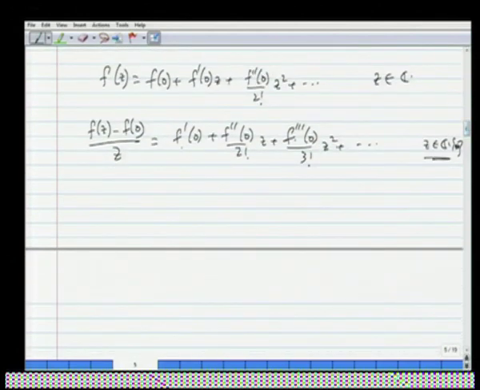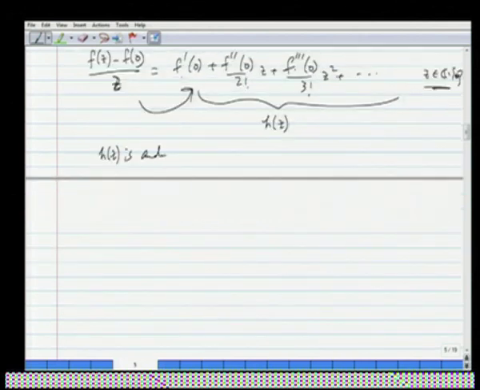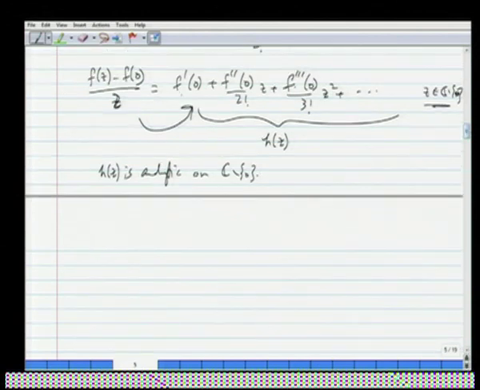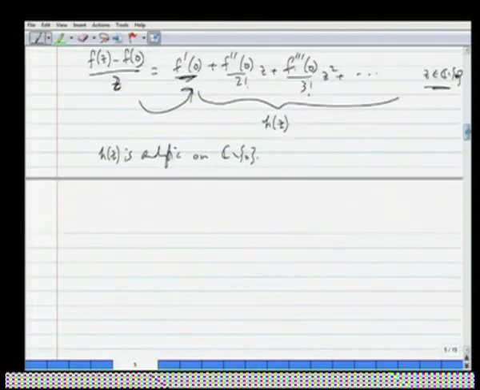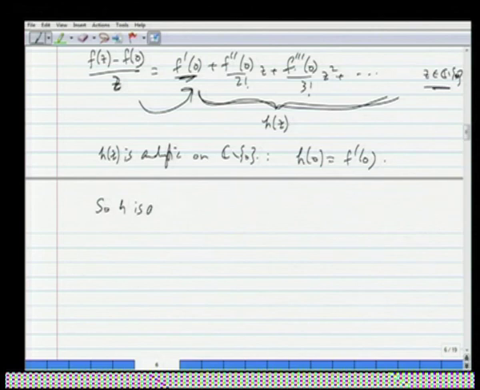For C minus 0, because we are dividing by z, f of z minus f of 0 over z is this expression. This is a power series. We showed that power series are analytic, so h of z is analytic on C minus 0. In fact, by defining h of 0 to be f prime of 0, we have made it analytic on all of C. So h of z is actually analytic, in fact entire.